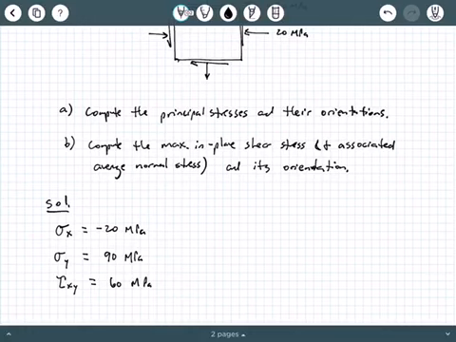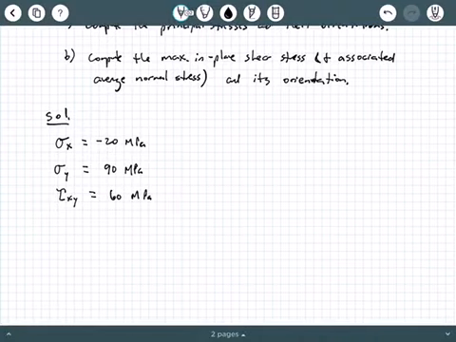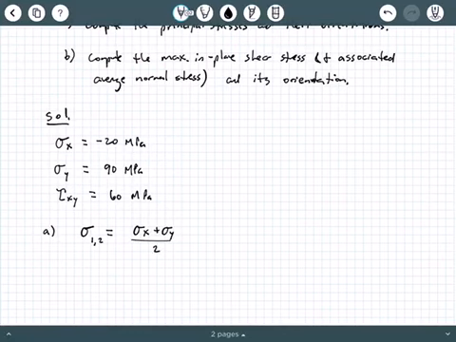So under the solution, what I like to do is make sure we know what values we have. We have a sigma x value of negative 20 megapascals. We have a sigma y value of positive 90 megapascals. And we have a tau xy of 60 megapascals. And all of this is based on our sign convention that we should be very familiar with from the lab sessions and mechanics of materials class. So let's jump right into part A.